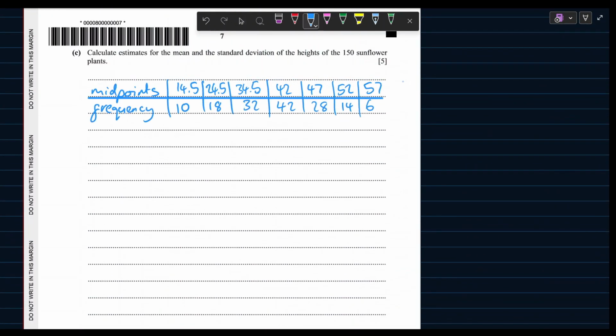Once you've got your midpoints and your frequencies, you can now find your mean. To find our mean, x bar, we use the formula the summation of xf over the summation of f, where x are your midpoints and f is your frequency. So let's start by finding the summation of xf.